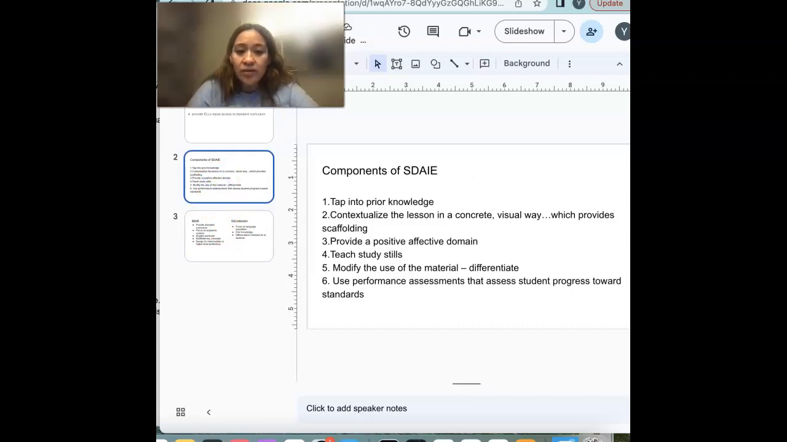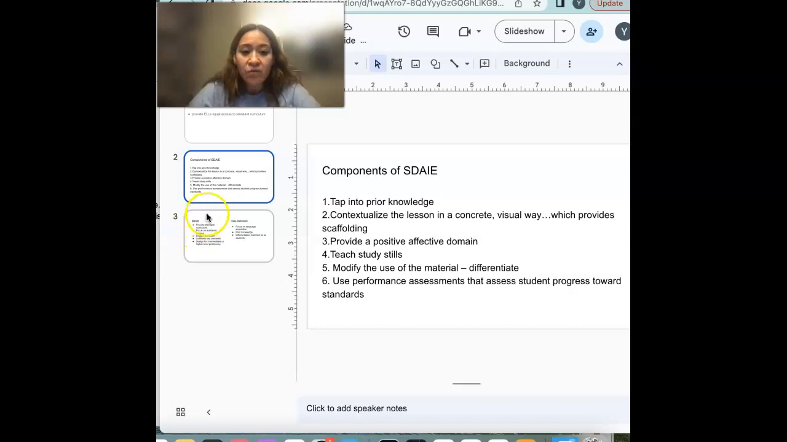There are 6 components of SDAIE. The first one is tapping into prior knowledge. Number 2 is contextualizing the lesson in a concrete visual way, which also provides scaffolding. Number 3, it's to provide a positive, effective domain. Number 4 is to teach study skills. Number 5 is to modify the use of the material, differentiate it. And number 6 is to use performance assessments that assess students' progress towards their standards.